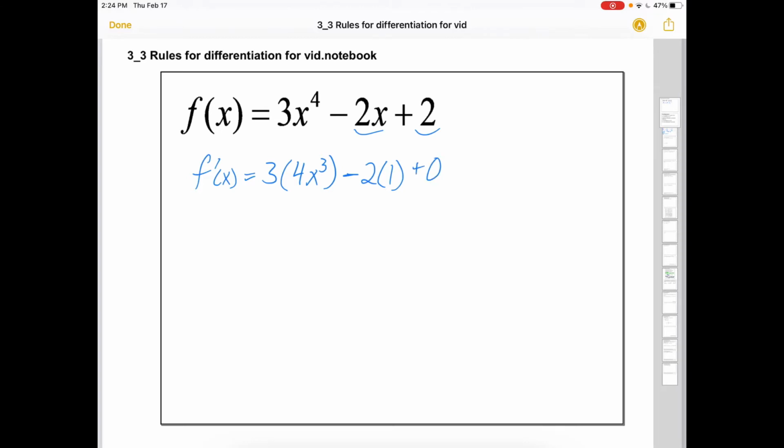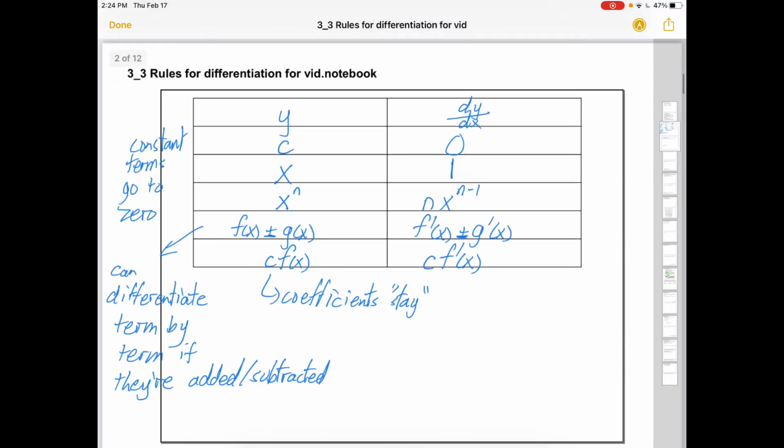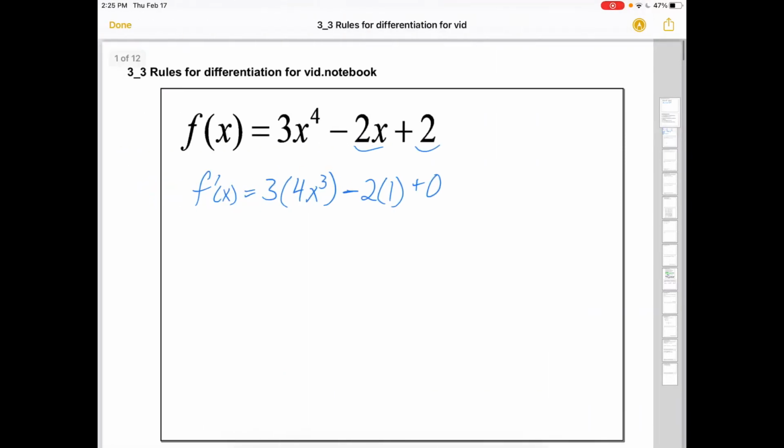In this example, we've used all 5 of our properties. Derivative of a constant is 0. Derivative of x is 1. Power comes down front. Power goes down by 1. You can do them piece by piece, and coefficients stay. That gives us a final answer here of 12x cubed minus 2. And that expression tells us the slope anywhere. If you want to find the slope where x is 1, you just sub in 1 for x, or any value.